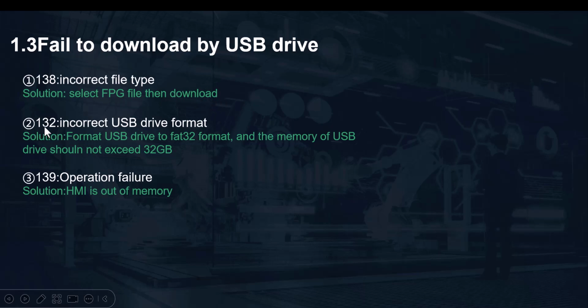And next one is 132, incorrect USB drive format. Generally, we recommend using a USB drive with FAT32 format, and the memory of the USB drive should not exceed 32 GB. And the last one is 139, operation failure. This is because the HMI is out of memory. So we have to clear the occupation of the HMI data, then upload again.